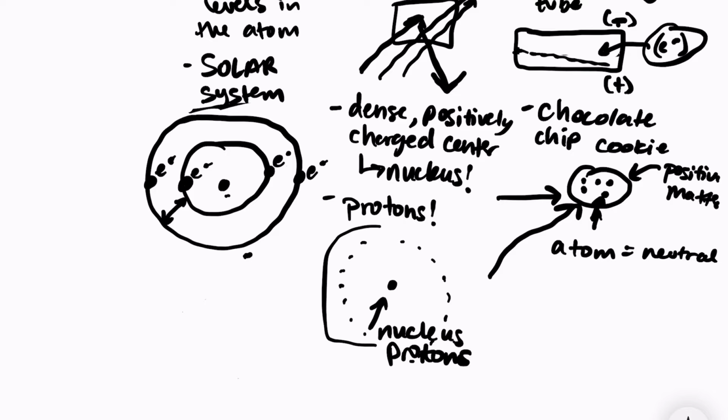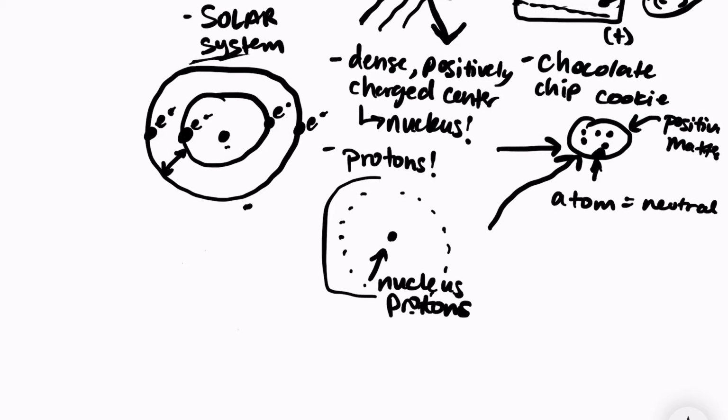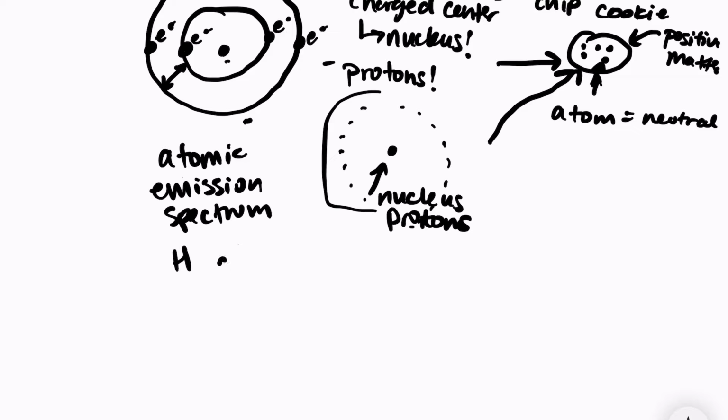And where he got this idea from was from the atomic emission spectrum of hydrogen. So for the atomic emission spectrum, you take a hydrogen atom and you pump it full of energy. And when you do that, the electrons move up in an energy level, they become excited, and then eventually they're going to relax and go back down to where they were before.